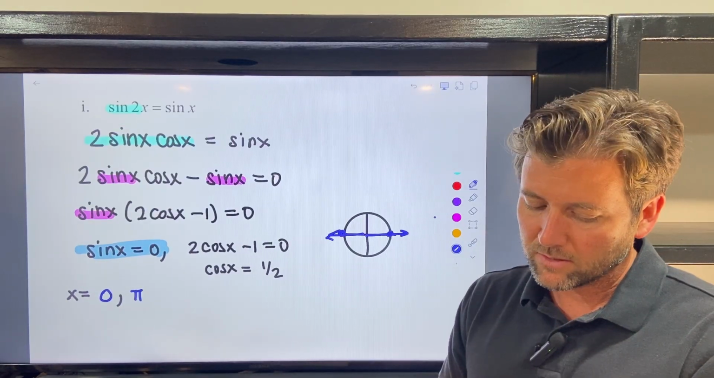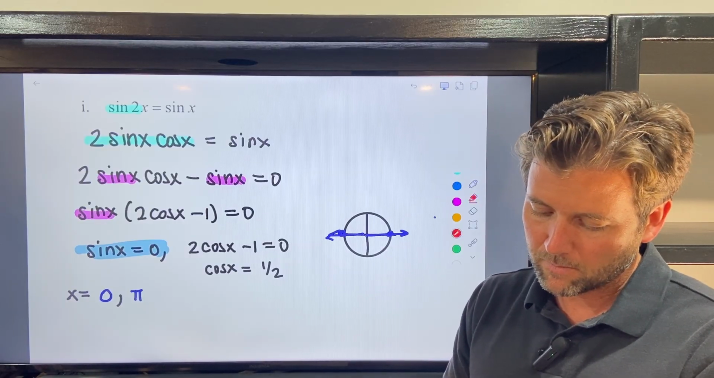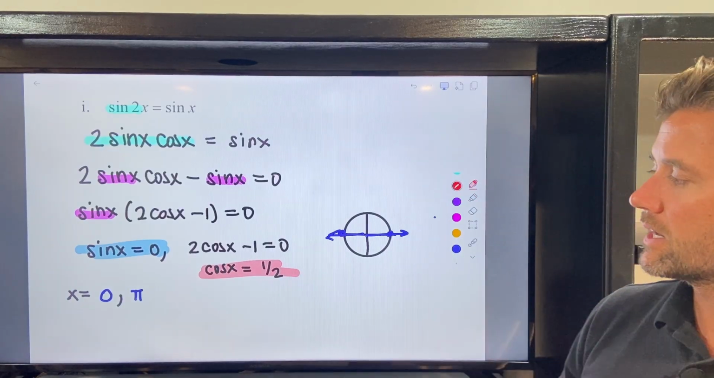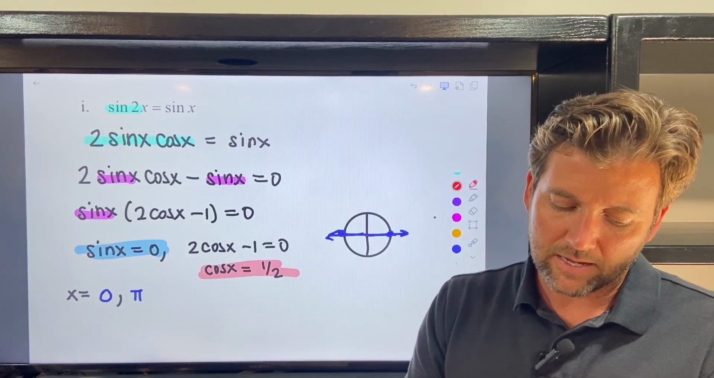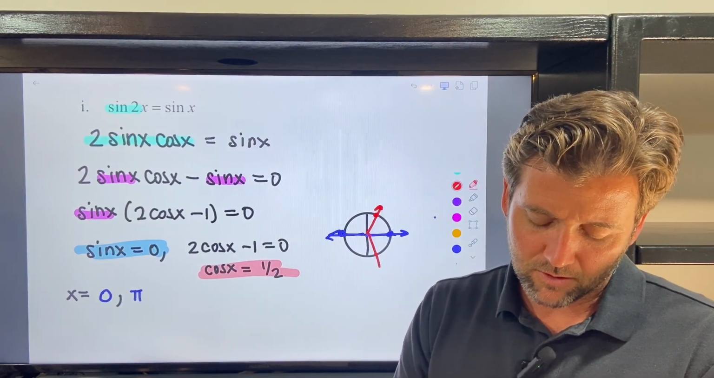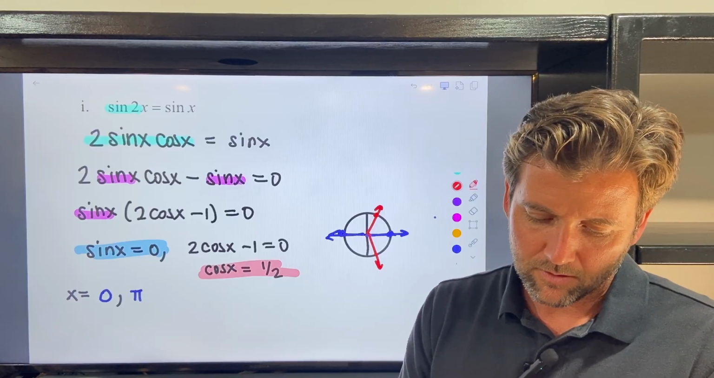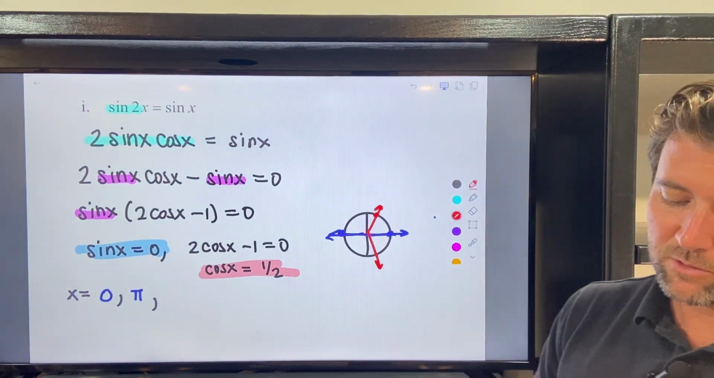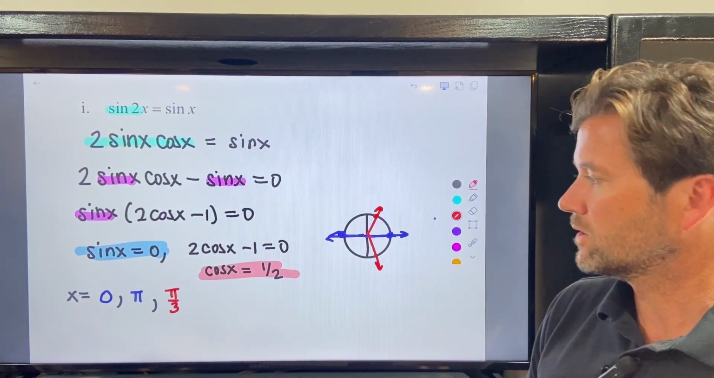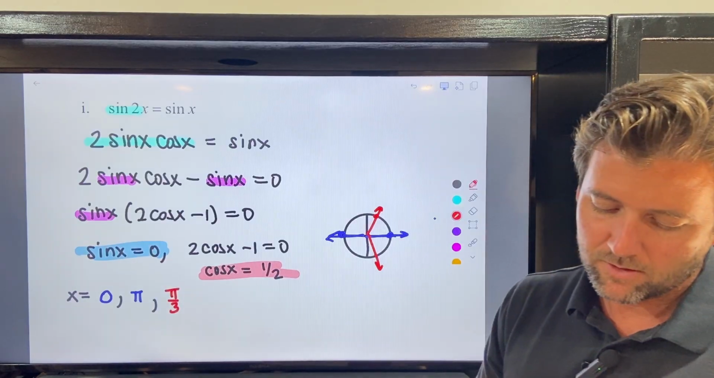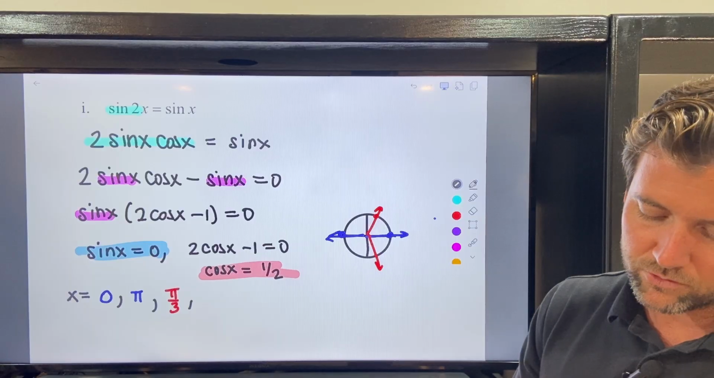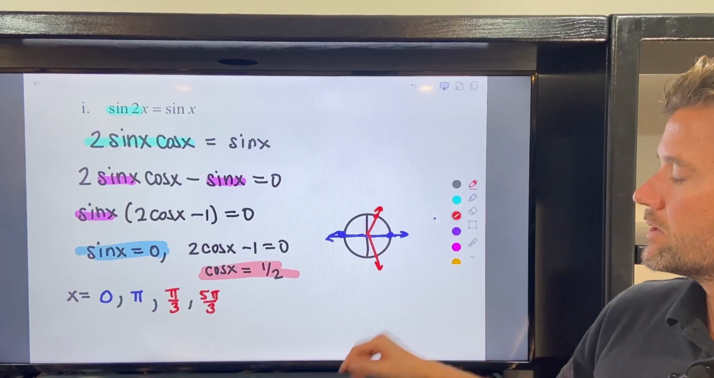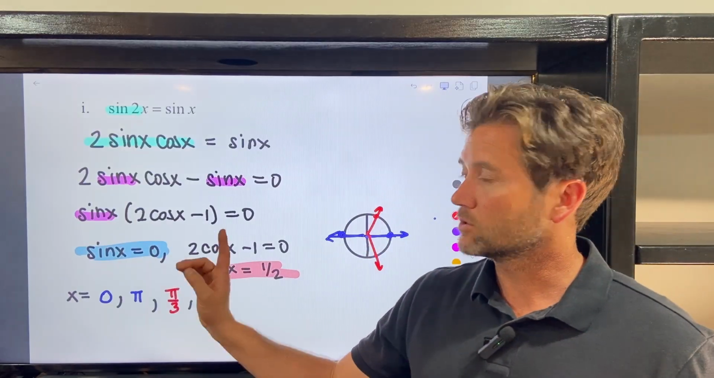All right, now we have cosine of x equals 1/2. So again, cosine, we're thinking x coordinates on unit circle of 1/2, that's right here. And right here, we just had that in the last problem. So this angle here in red is pi over 3. We know that the cosine of pi over 3 is 1/2. And then the angle in the fourth quadrant is 5 pi over 3. So from 0 to 2 pi, not including 2 pi, we have these 4 solutions to that equation.